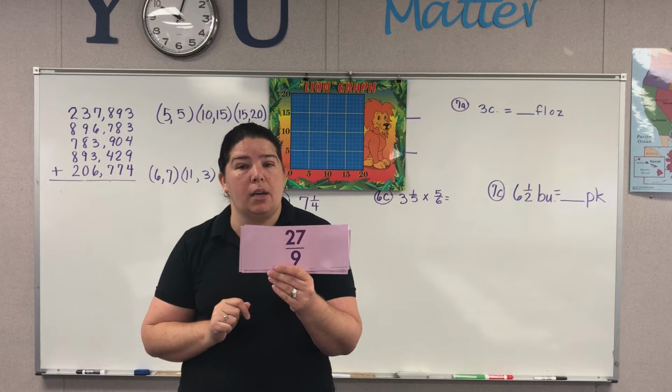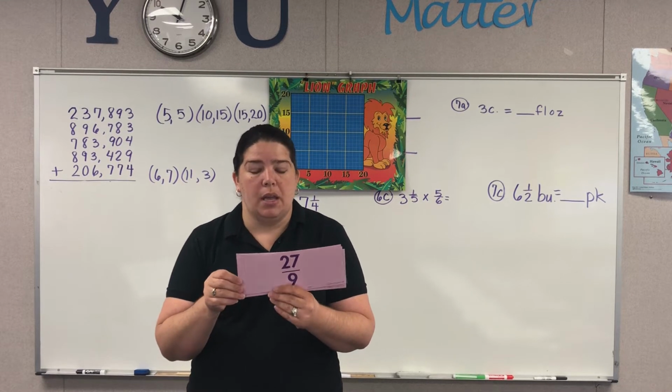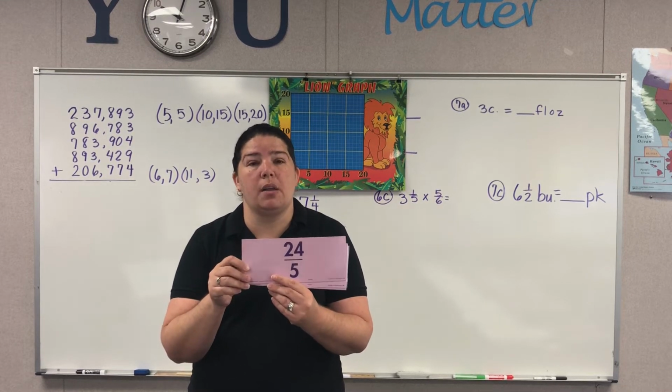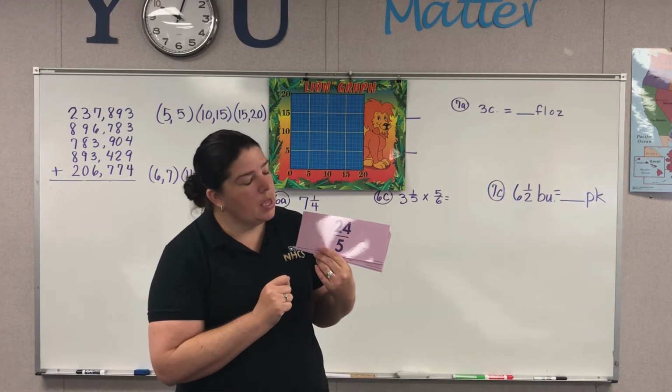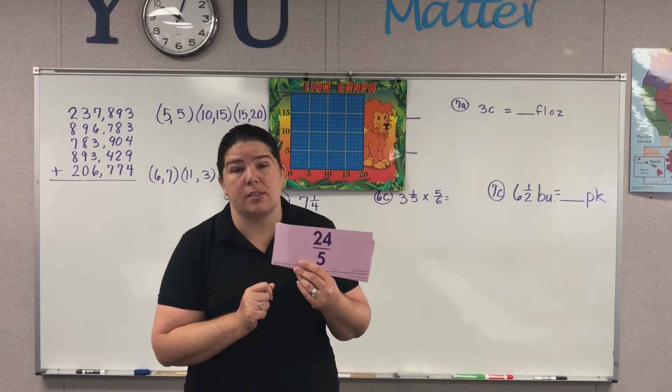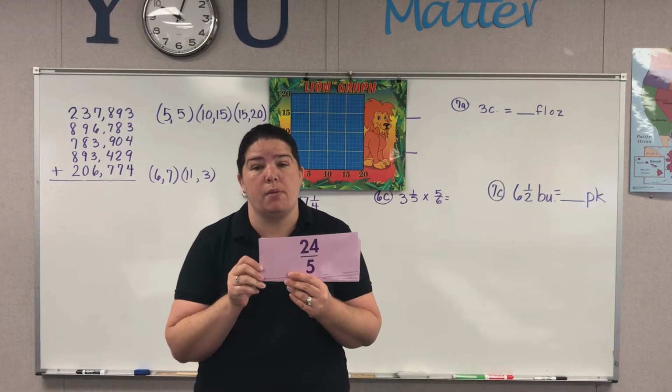27 divided by 9 is 3. And the last one, 24 divided by 5. This is a mixed number. You get 4 and 4/5. That is a mixed number, 4 and 4/5.